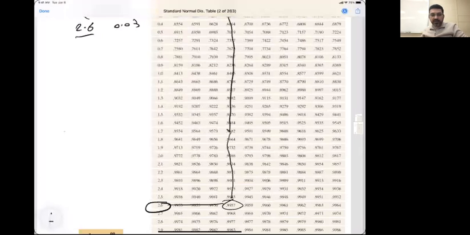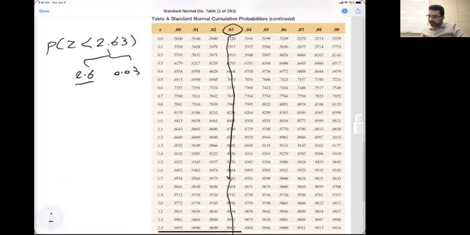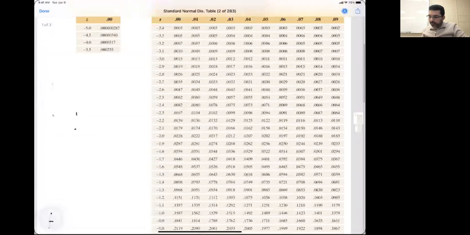This area is 0.9957. Okay, so this is the first one. Same thing for the second probability. We also need to find the probability that z is less than negative 2.3. Here you don't have a second number after the decimal point, so you don't need to split the number. You just find negative 2.3 here, under the first column, because after the 3 we actually have 0.